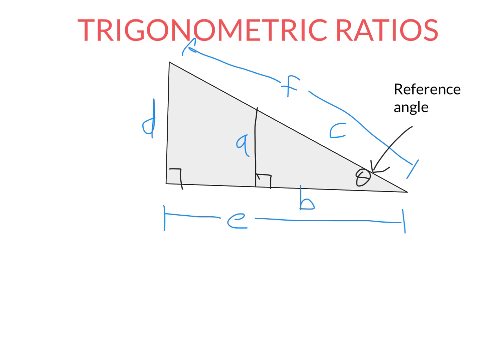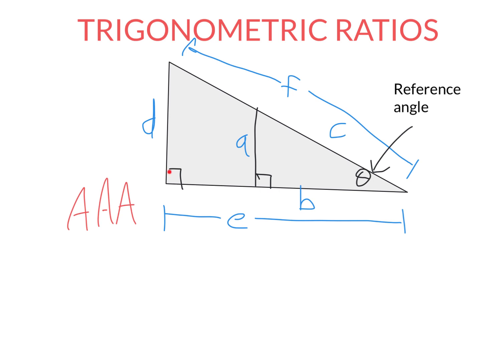Thank you so much for tuning into this video in which we will introduce trigonometric ratios. So to start off, let's look at the triangles here. We have a smaller triangle and a larger triangle. So it turns out these two triangles must be similar by the AAA test.